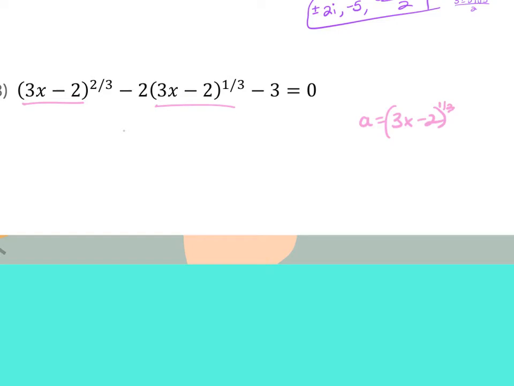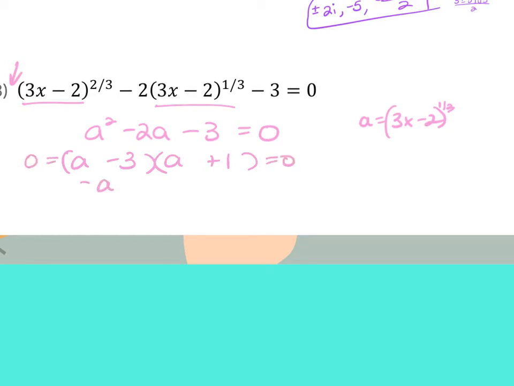Which means my middle term is negative 2a, minus 3 equals 0. And the first term is a squared. There's nothing on the front, so I keep a as a. Can I factor that? Yep, factors of negative 3 that sum to negative 2. Good. And set them each equal to 0. a equals 3, and a equals negative 1.